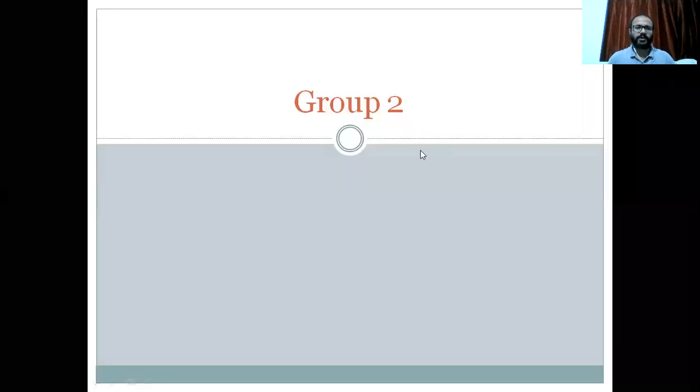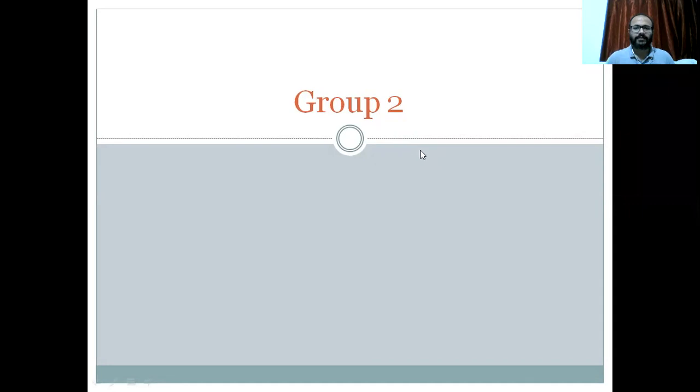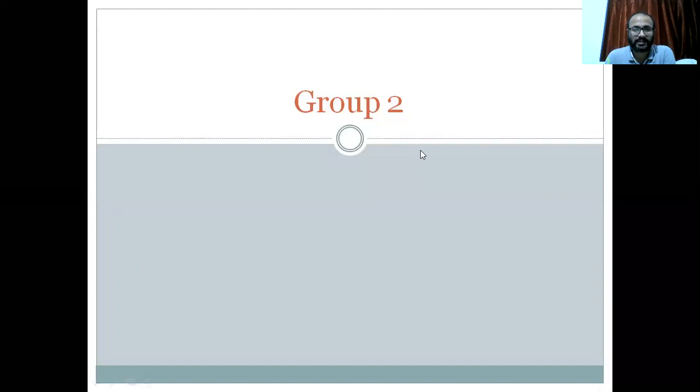Good morning, everyone. So today we will continue with module 2, that is representative elements, where we are discussing the various groups in the periodic table. In the previous classes, we had done the chemical properties associated with group 1 elements. Today we are going to start with the chemical properties associated with group 2 elements.